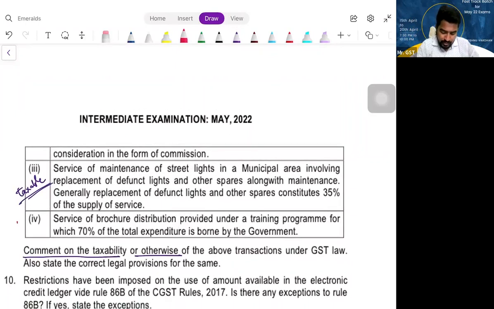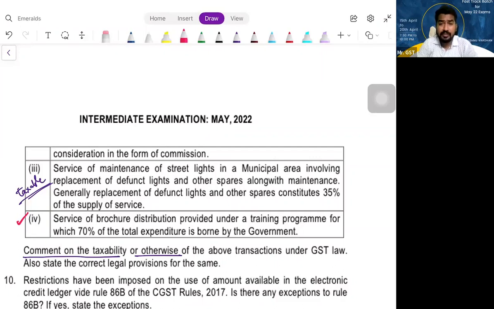I think the fourth one you can answer. 70% exemption? 75%? Taxable, sir. Is this taxable or exempt? It is taxable. Why? Taxable, sir. 100% is not borne by the government, sir. So now 75% should be borne by the government.